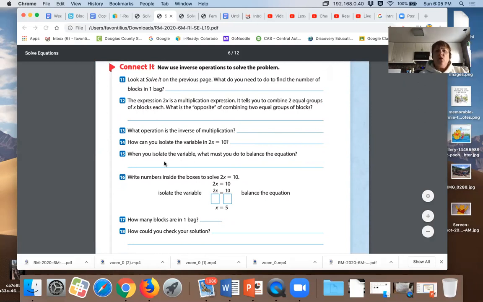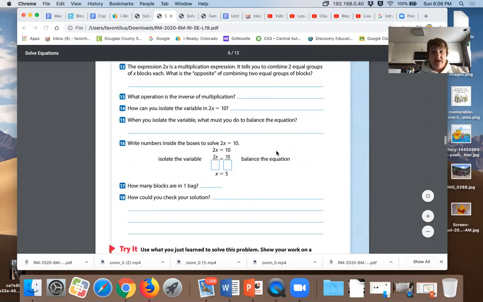Number 15, when you isolate the variable, what must you do to balance the equation? Well, you have to divide both sides of the equation. You can't just divide one. You can't go 2x divided by 2 and just get x. You also have to go 10 divided by 2.